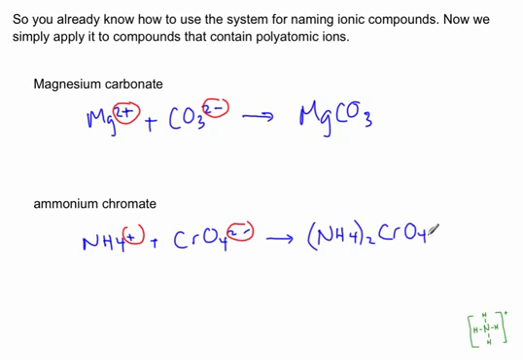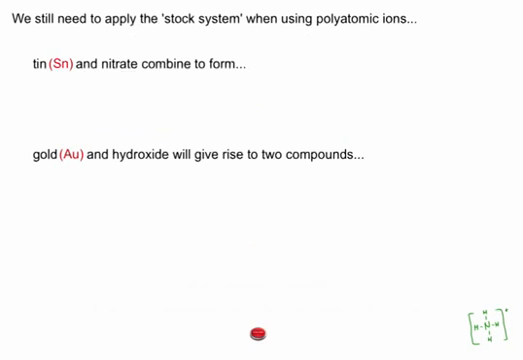And then CrO4 for the chromate ion. So again, that is the polyatomic ion. We have 2 times the ammonium ion. And finally, for polyatomic ions, we have to bring back the stock system.